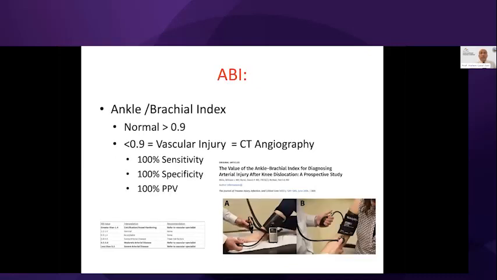The ankle brachial index is very important. Normally, it's above 0.9, between 1 and 1.4, which you test the blood pressure, systolic blood pressure in the ankle and in the brachial artery. It should be higher. However, if it's less, that means you might have a vascular injury. So if the ankle brachial index is less than 0.9, CT angiography must be done. It has high sensitivity and specificity when you're related to that. So don't be afraid to do that. It's very important to check for vascular problems.